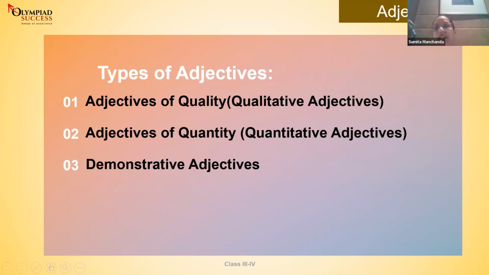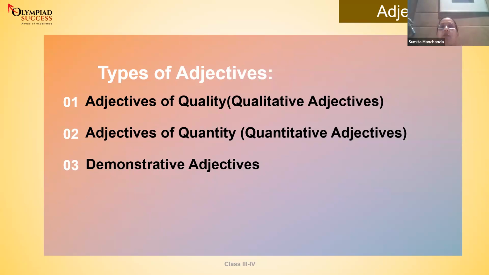Now, we do have many types of adjective. The first type is adjective of quality, which is also called qualitative adjective. When I say quality, quality means what? Any quality, we can talk about any bad, any good, or maybe any shape, size, and we are trying to tell something about a noun. If I say fat cat, I'm telling you how the cat looks. How do I describe the cat here? Fat. That is the quality.